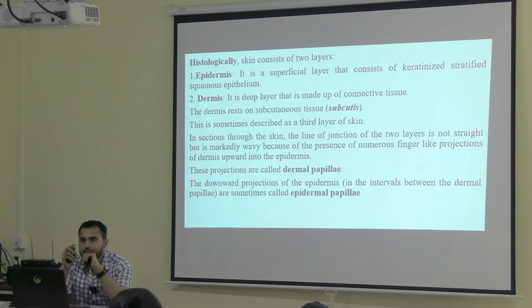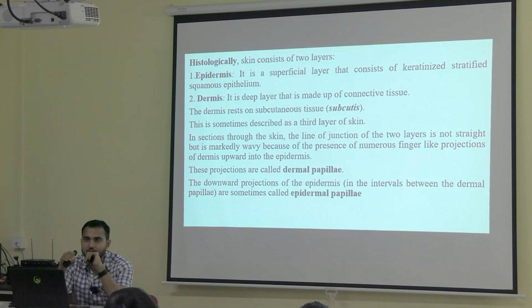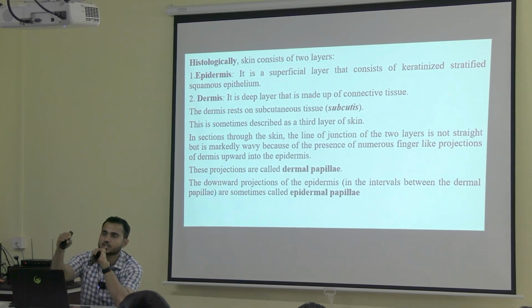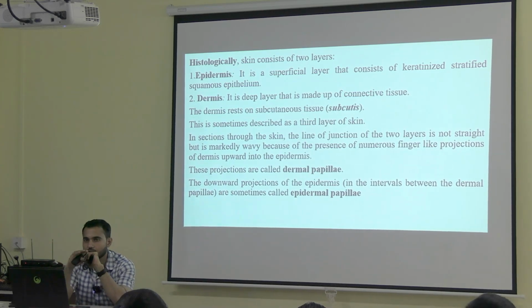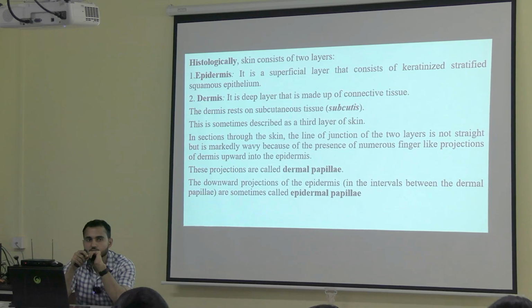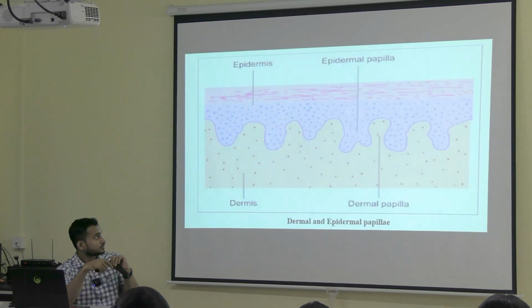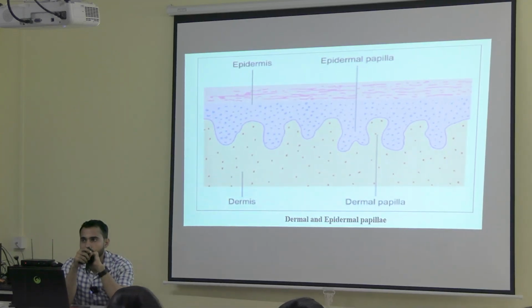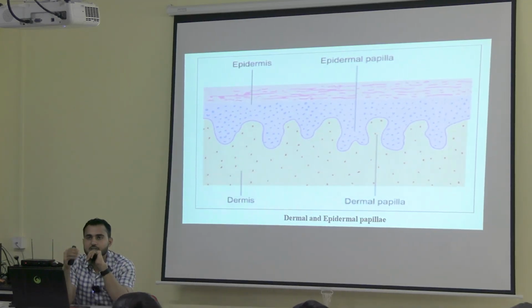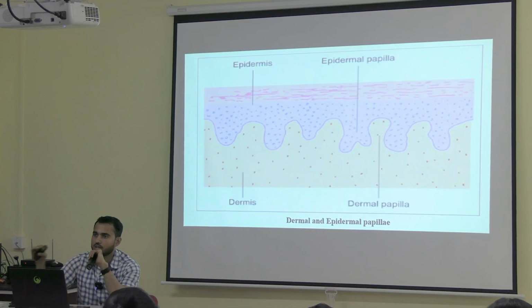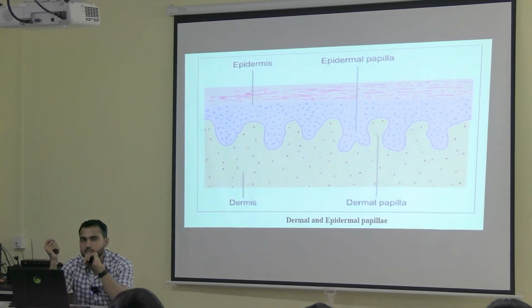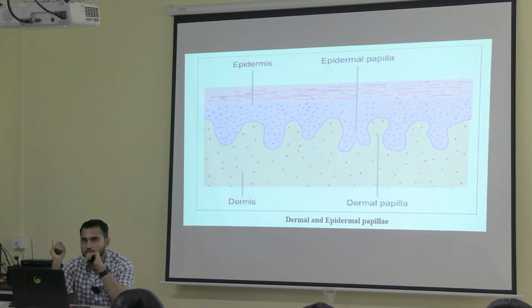Now if you take a section of the skin where both dermis and epidermis are present, the junction between the dermis and epidermis is not straight. It is wavy in appearance. Can you tell me why? Let me show you the diagram. Can you see the junction between the dermis and epidermis? It is not straight or plain, it is wavy. Can you tell me why this is wavy? Because of the presence of dermal papilla.